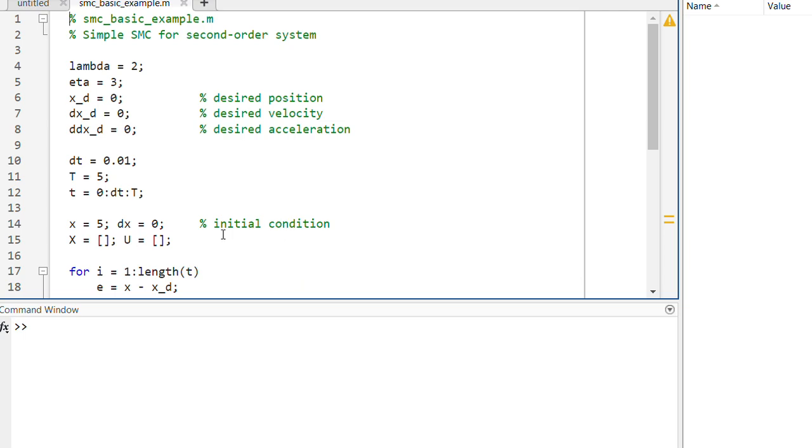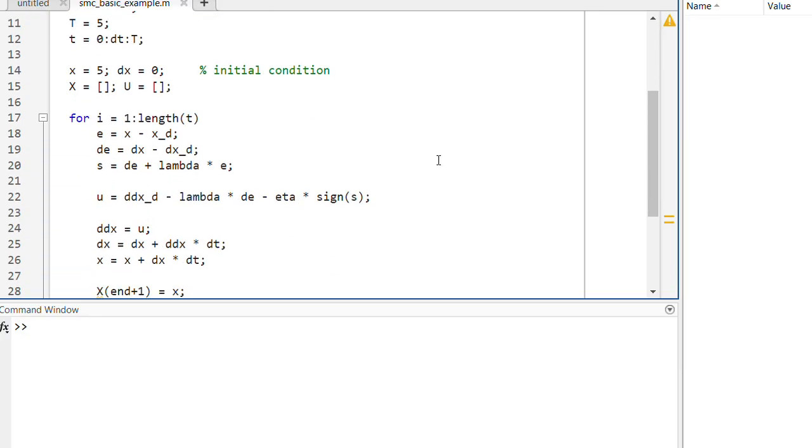Okay, let's go to MATLAB. We implement the derived SMC law in MATLAB. We simulate a second order system starting at position 5. The control drives it to the desired position 0 and compensates for any initial error or velocity.